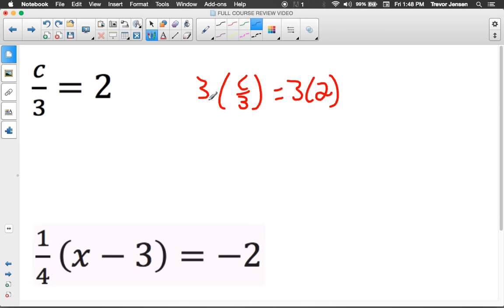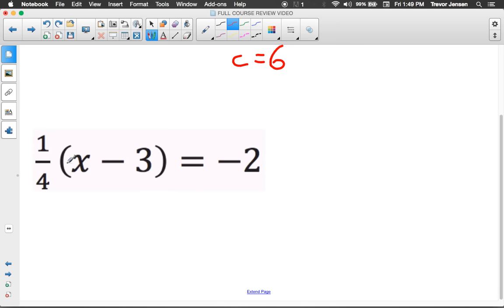Why did I do that? Because here I have a 3 divided by a 3. That equals 1, so they cancel out. So all I have left is c equals 3 times 2, which is 6. And we can check, is 6 divided by 3 equal to 2? Yes, we have the right answer.